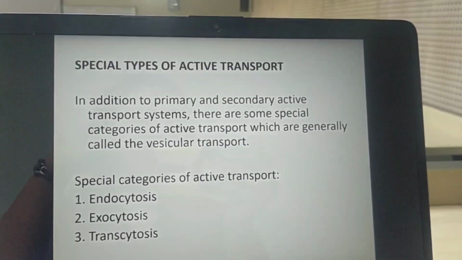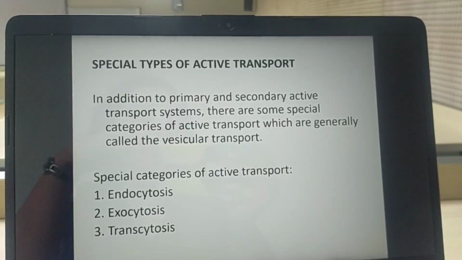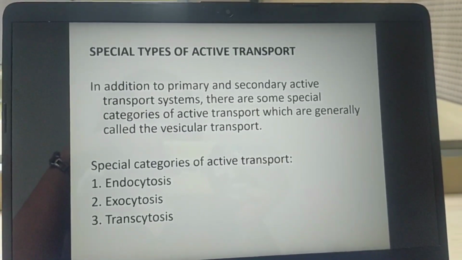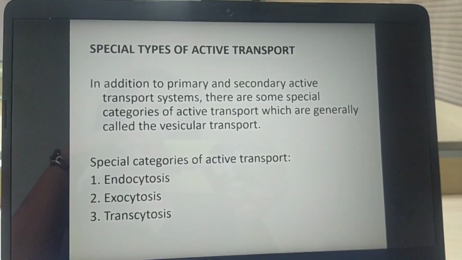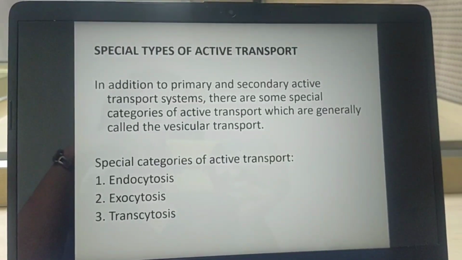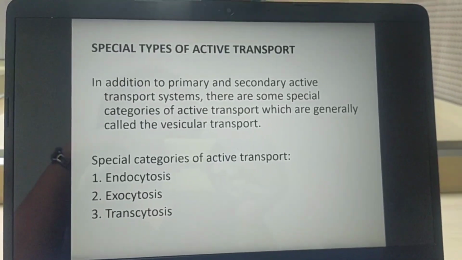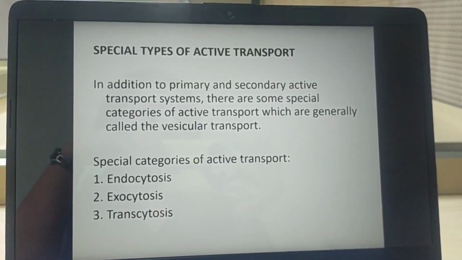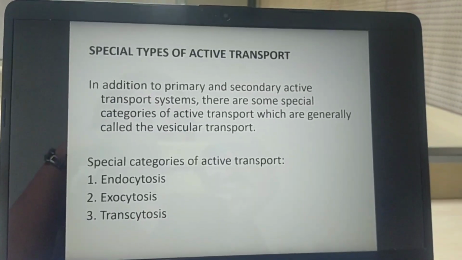And apart from all this, there are some special types of active transport. In addition to primary and secondary active transport systems, there are some special categories of active transport which are generally called the vesicular transport, and they are of 3 types: endocytosis, exocytosis, and transcytosis.